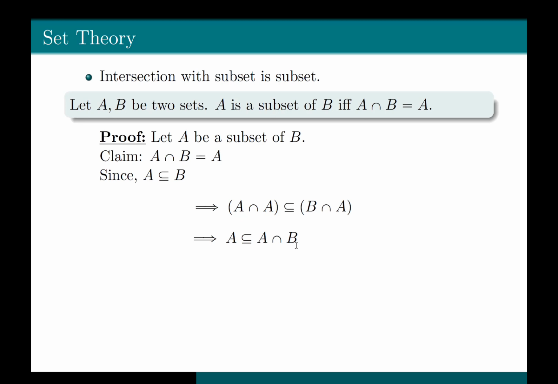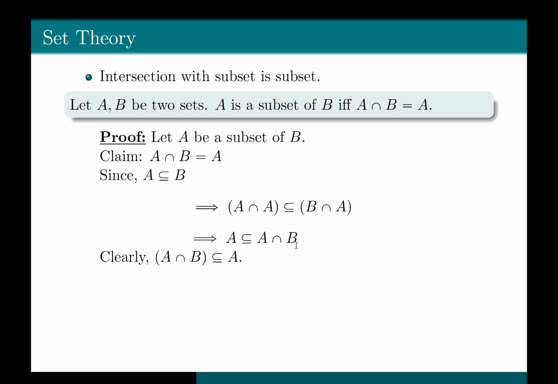Perfect, one part done. And now we have to prove that A intersection B is also a subset of A. How do we prove it? We use the fact that A intersection B, the intersection of two sets, is always a subset of the individual sets of the original sets. That if we have two sets A and B, then the intersection of A and B is a subset of A, and A intersection B is a subset of B.